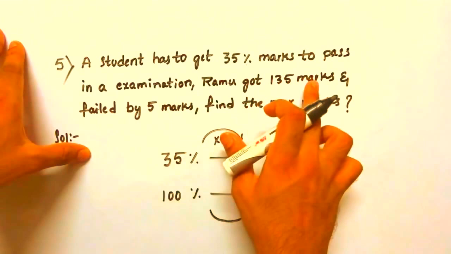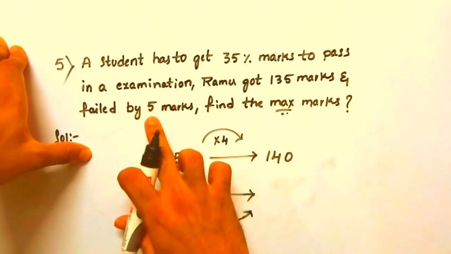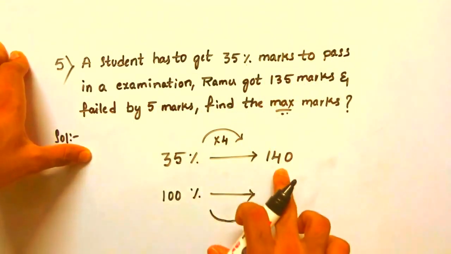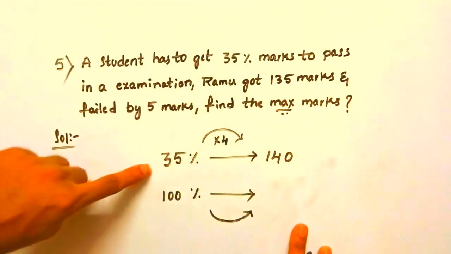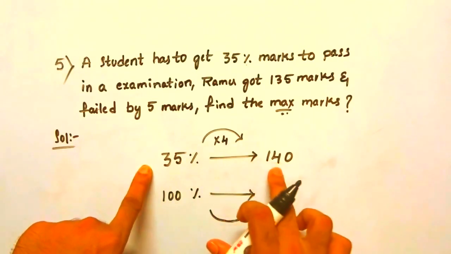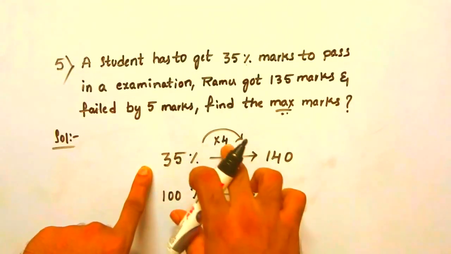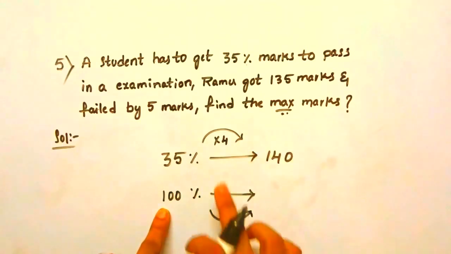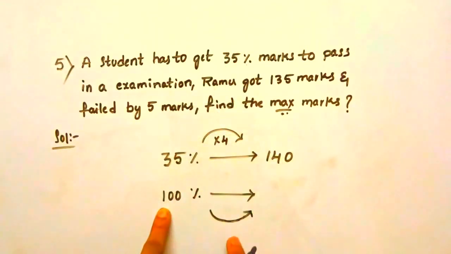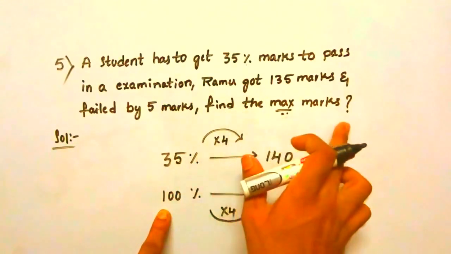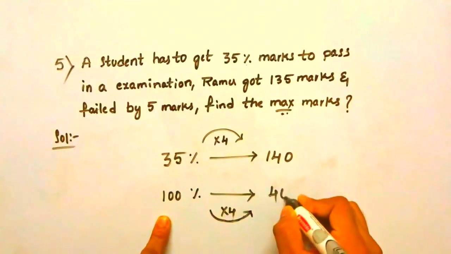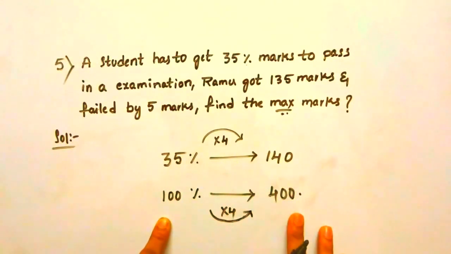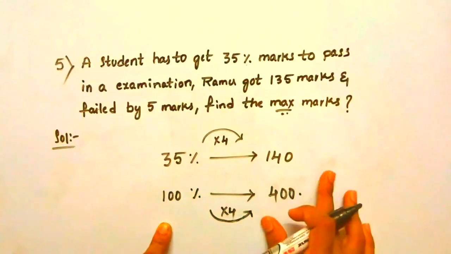Ramu got 135 marks and failed by 5 marks, which means if you add these 5 marks to 135, it becomes 140. This 140 is equal to 35% marks. That is what I did here. This 35% gives rise to 140. It is multiplied by 4. As I said earlier, the multiplier which was used above must also be used here. Why 100? To find the maximum marks. Then 100% into 4 equals 400 marks. So this is the maximum marks for the total exam.